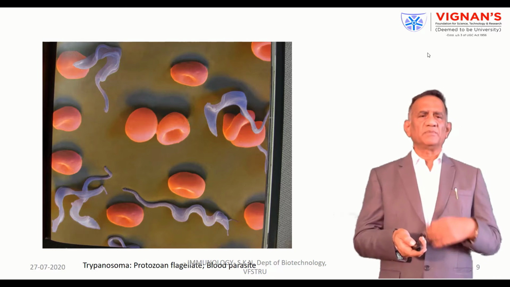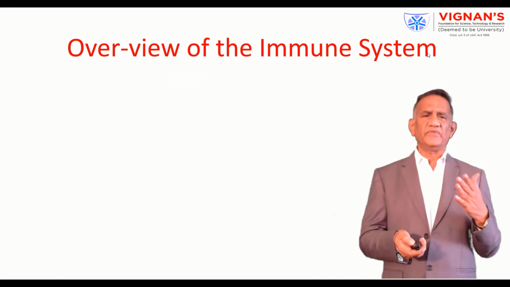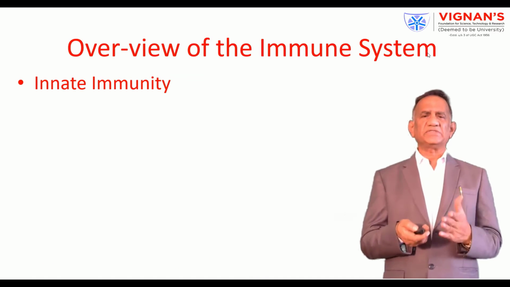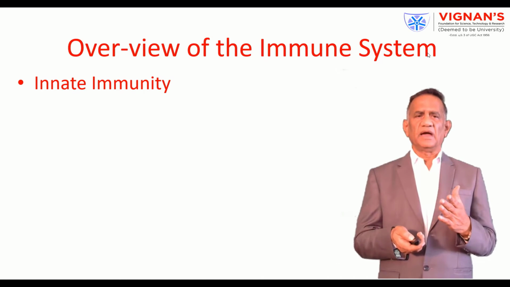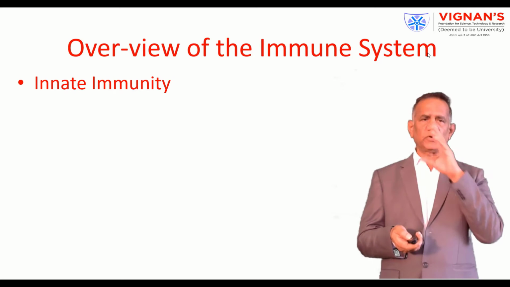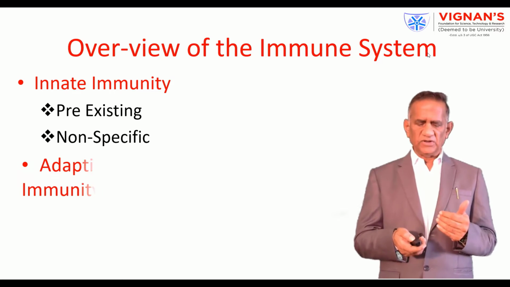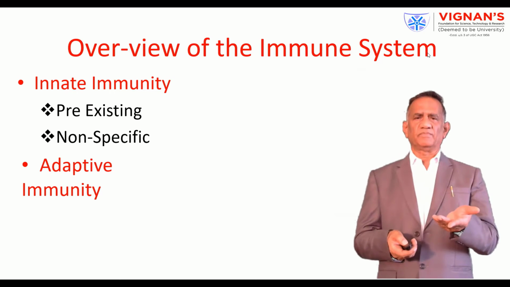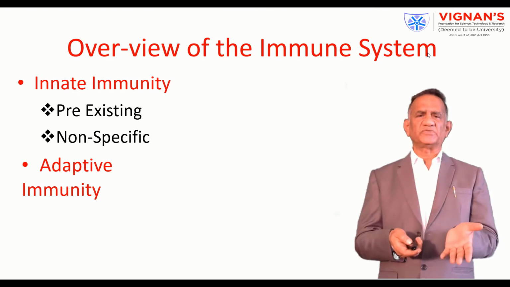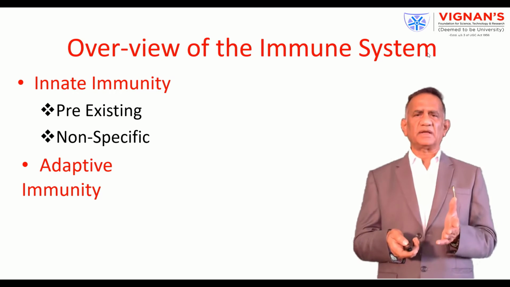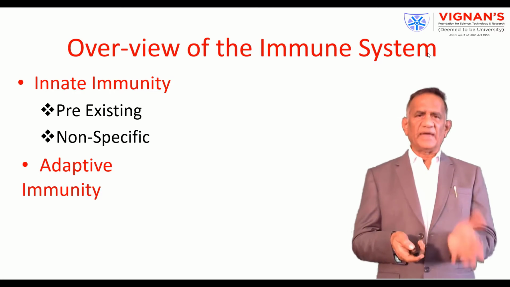So, an overview of the immune system, let us say innate immunity. I have been telling you all organisms have an immune system. But for us to understand, we need to classify the immune system as innate immunity and adaptive immunity. These are the two types by which we can classify it for the sake of our understanding. Innate immunity means it is pre-existing. There is no need to develop it with experience. It is highly non-specific. Any bacteria or any virus, there are systems in our body that will attack it.